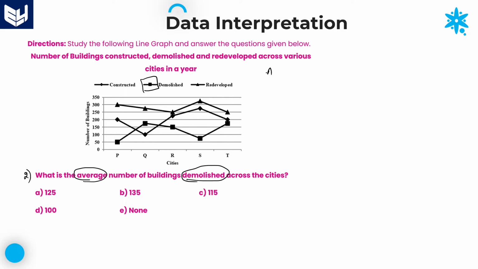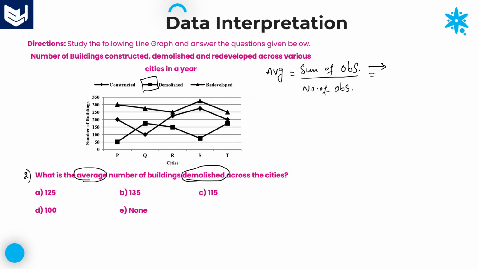First of all, as we know, how to calculate the average. Average is equal to the sum of observations divided by the number of observations.